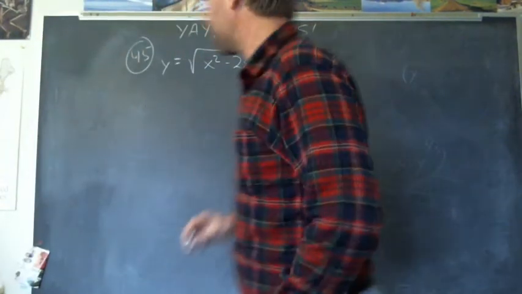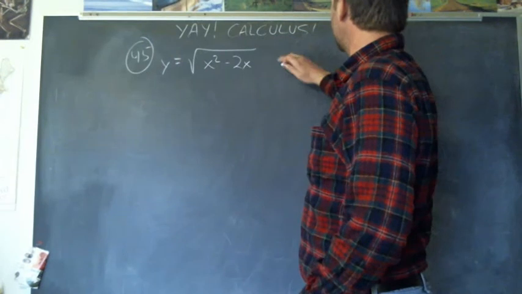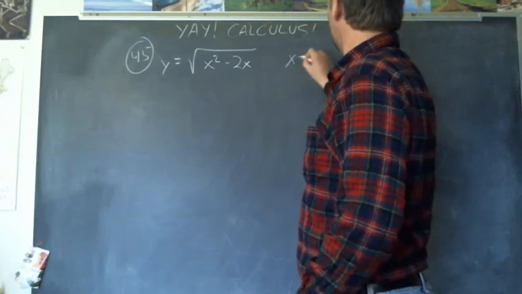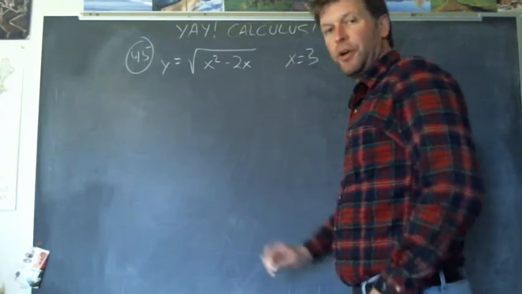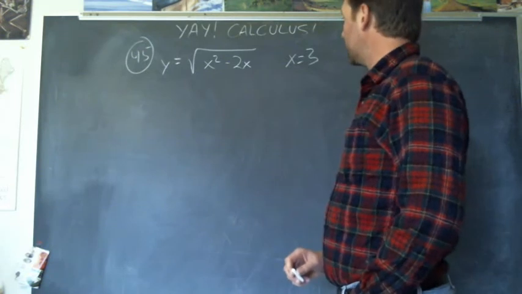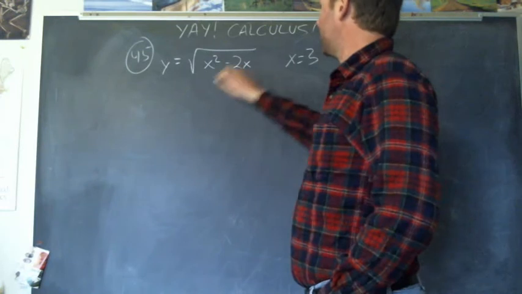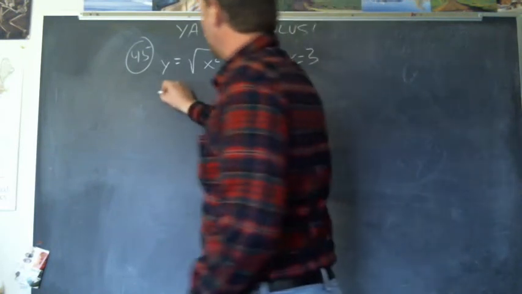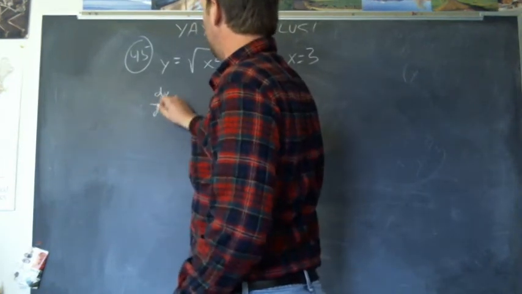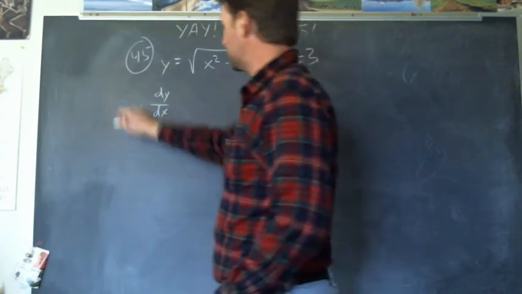We want to find the tangent line where x equals 3, the indicated point. So tangent line first, normal line second. Take this as all parentheses to the 1/2. So we'll find dy/dx, and of course, the first derivative is our slope.